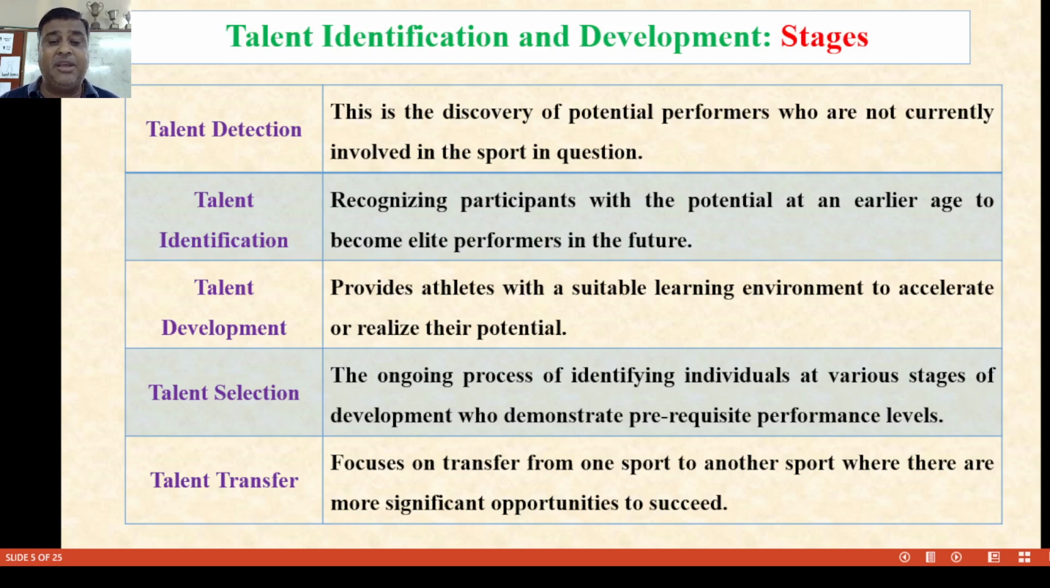What is talent development? It provides athletes with a suitable learning environment to accelerate the realization of their potential. What is talent selection? It is an ongoing process of identifying individuals at various stages of development who demonstrate the prerequisite performance at different levels. What is talent transfer? It focuses on transfers from one sport to another sport, where there are more significant opportunities to succeed in different types of competitions.